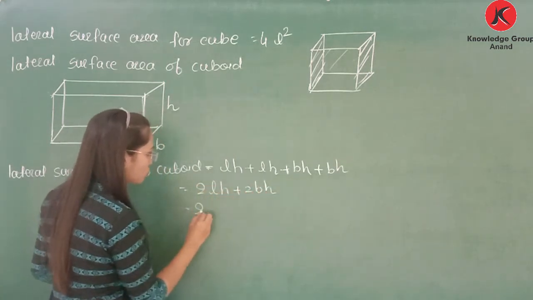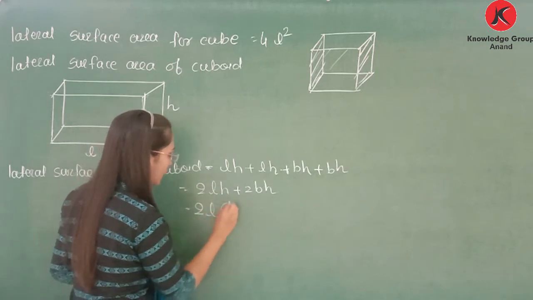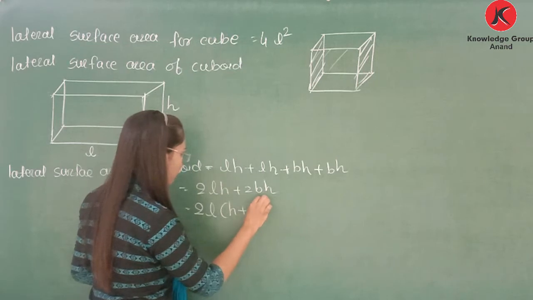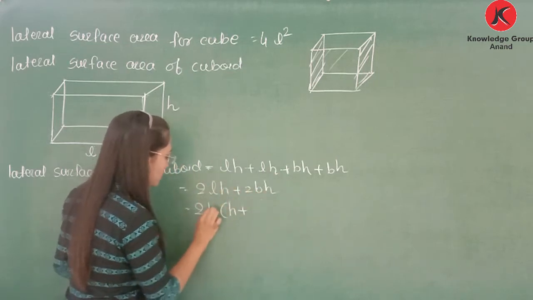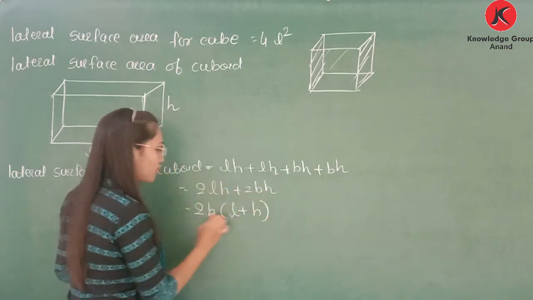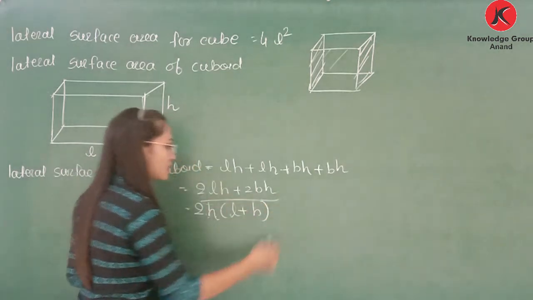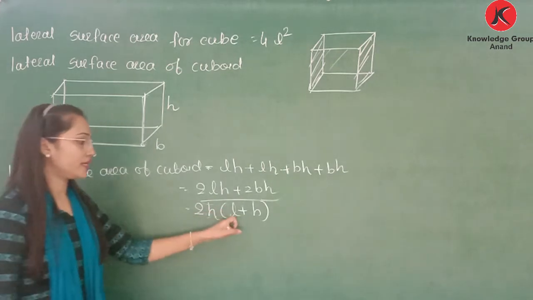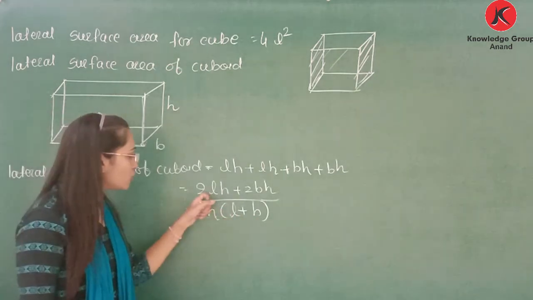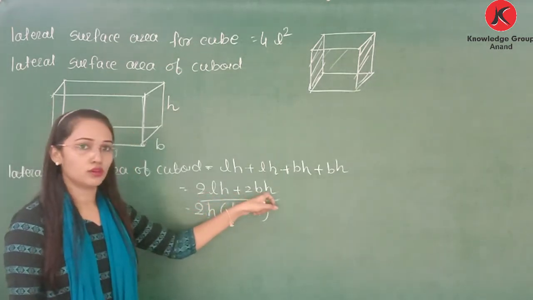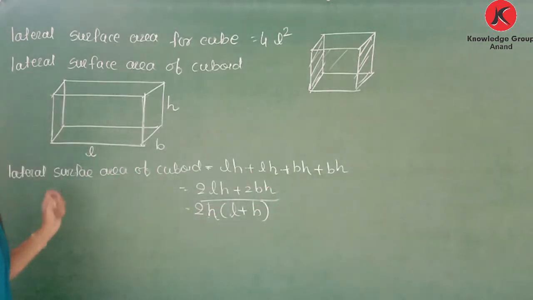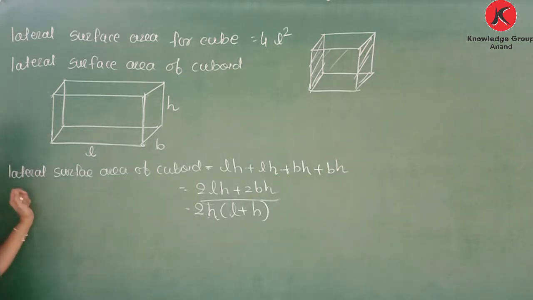So that is 2H times L plus B. Take H common, so it is 2H times L plus B. You can consider this equation or you can consider this. Both will give the correct answer. Okay, 2H inside the bracket L plus B, or you can consider 2LH plus 2BH, or you can derive the equation from the figure also in an example. Then it will also give the correct answer. Clear? So this is what the lateral surface area is.